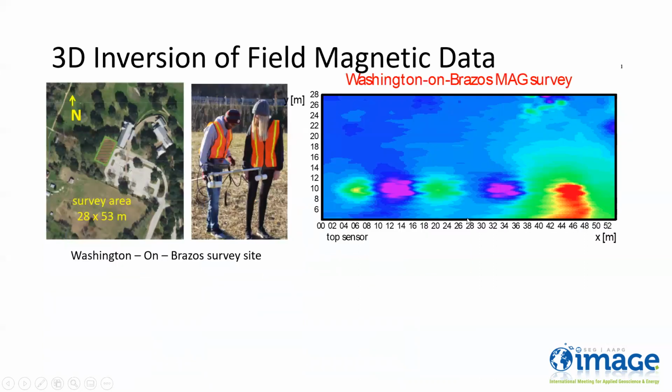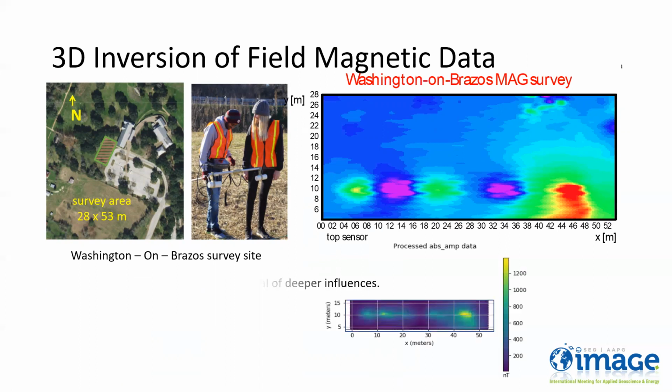With that, we move to the 3D inversion of field magnetic datasets, and we start with the Washington-on-the-Brazos State Historic Site located near College Station, Texas A&M. And the data was collected by A&M students under the guidance of Professor Mark Everett.